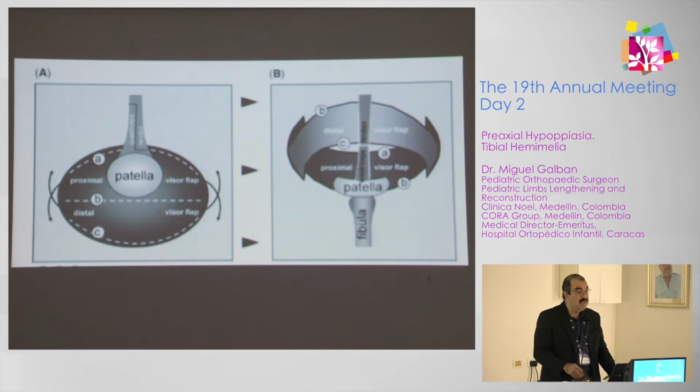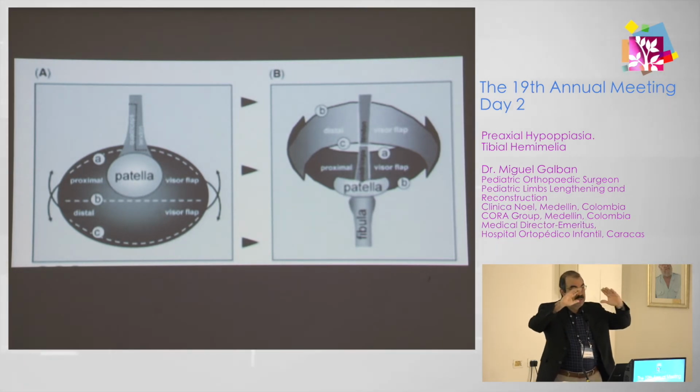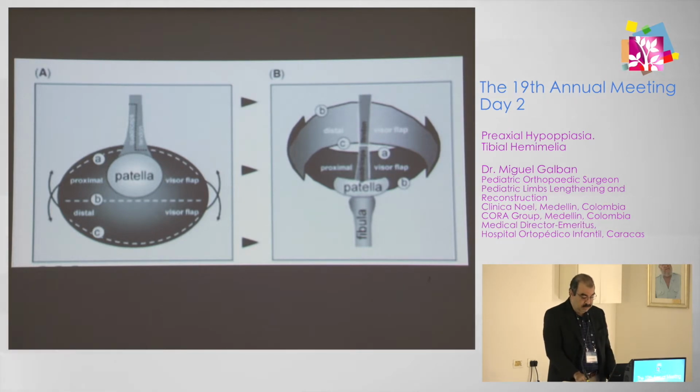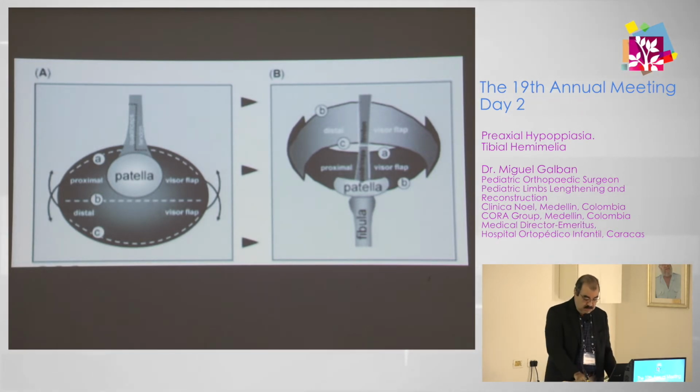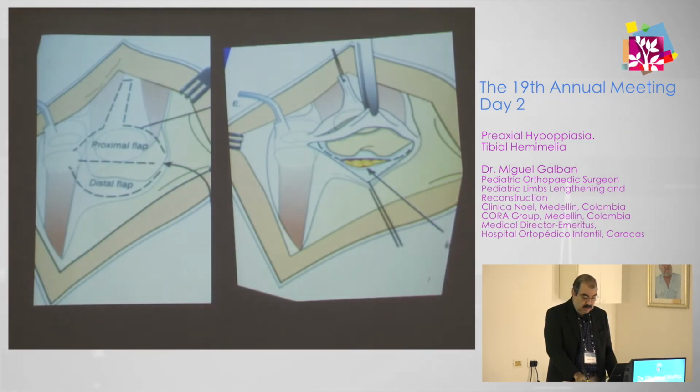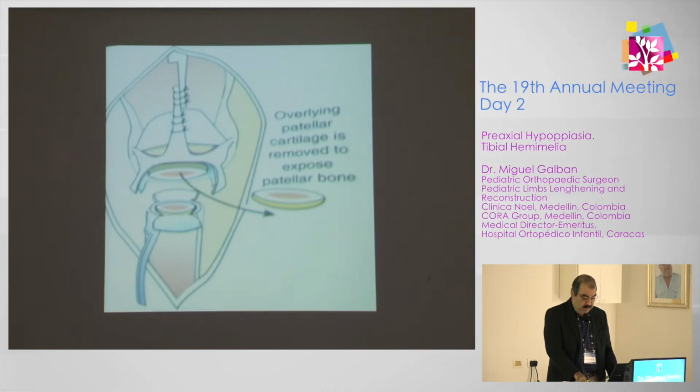So we did the Weber technique. They take the patella, and the patella is going to be the new plateau of the new tibia, and the fibula is going to be the tibia. So we have the patella, and we lift the retinaculum and move the patella down, like I'm going to show you with a movie. You move the patella down, and you put the fibula and the patella in the same place.